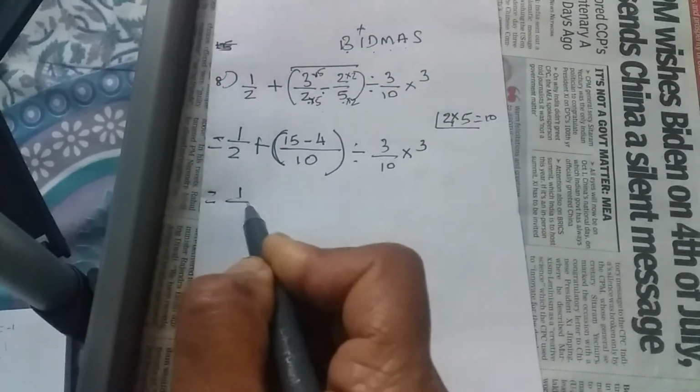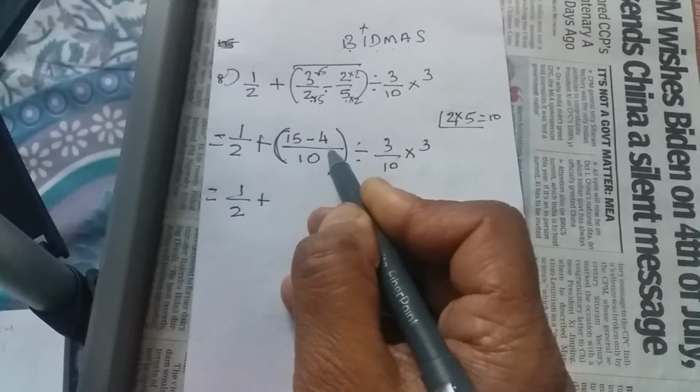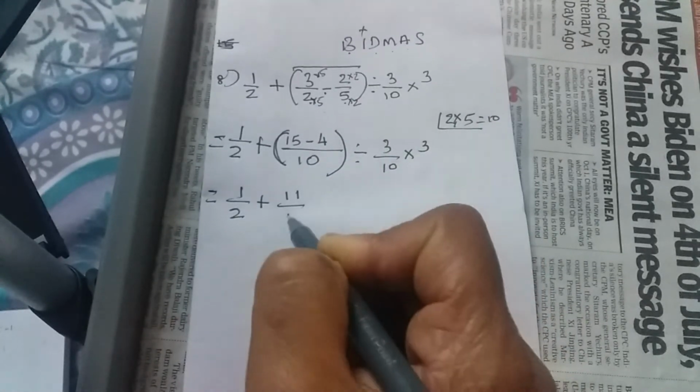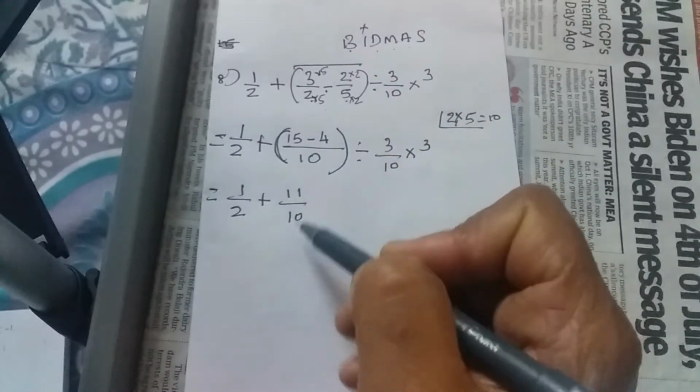Your next step: 1/2 as it is, plus as it is. Now what is 15 minus 4? It is 11, 11 by 10. Now 15 minus 4 we have simplified. So it has become just one single rational number.